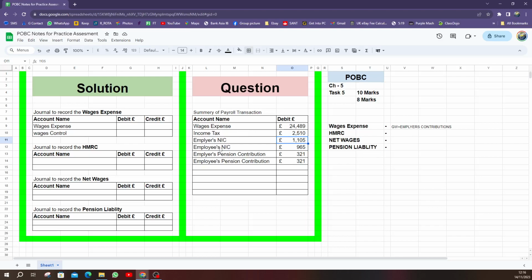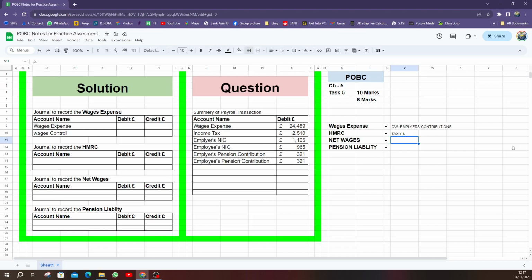Now in the HMRC, what we actually pay to the HMRC, we pay the tax and NI, but we don't pay the pension to the HMRC, because they're government-nominated companies to whom we actually pay the pension. They collect the pension for us. So to HMRC we pay only tax plus national insurance.